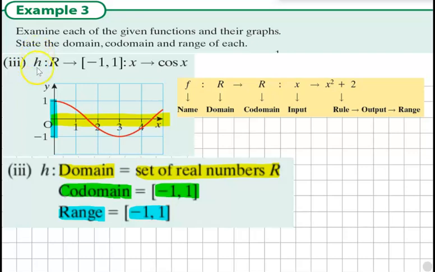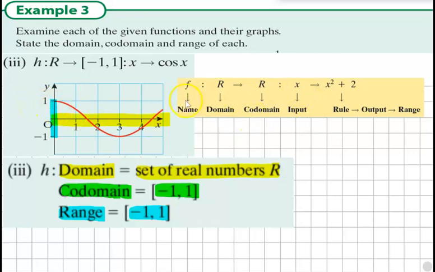Our third example is h from R to [-1, 1] with square brackets, x maps to cos x. So this is the graph of cos x. You will see this graph and this function in your trigonometry chapter, and you will get very familiar with this graph. So this is only one section of it. This actually repeats forever in each direction on the left and the right.